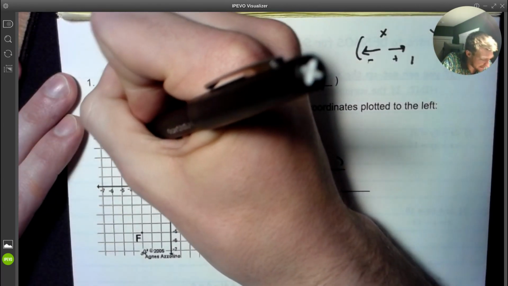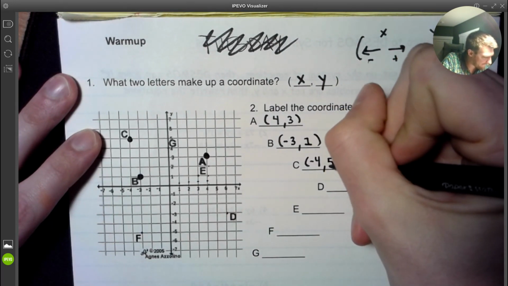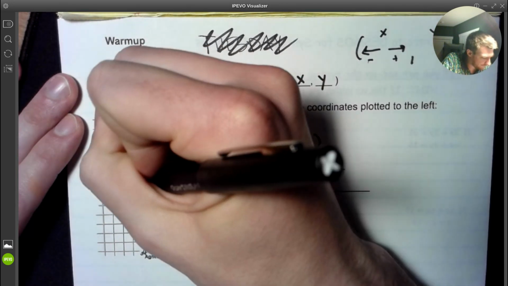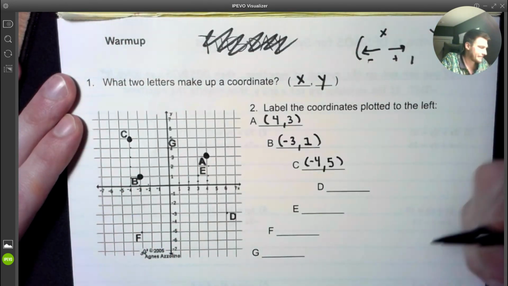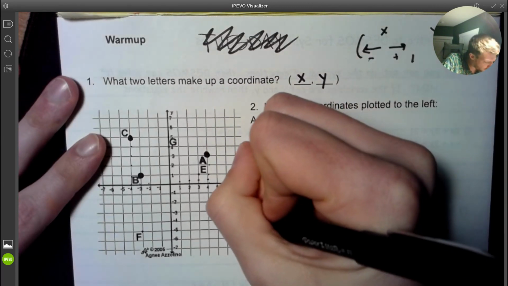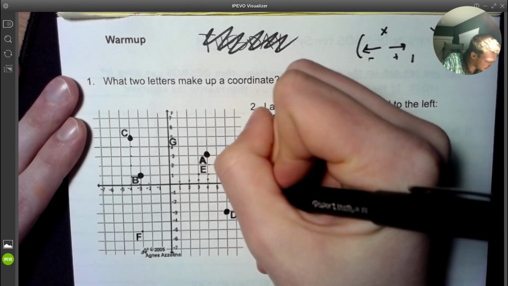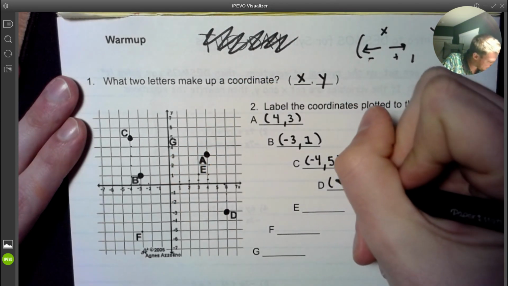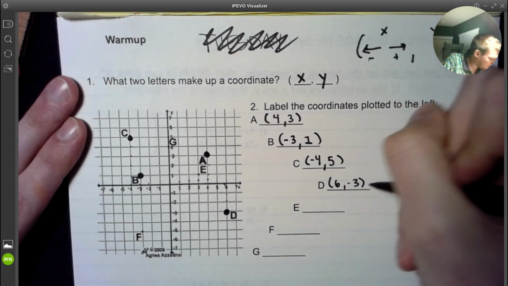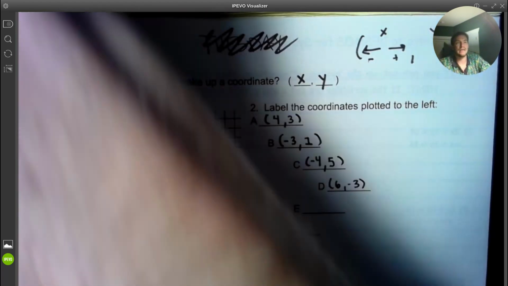Letter C, negative 4, positive 5. 1, 2, 3, 4. 1, 2, 3, 4, 5. And then we have D all the way over here. 1, 2, 3, 4, 5, 6. 1, 2, 3. I want to pause and give you guys, let's say, 30 seconds to try to do these last 3 points. Give you a little bit of time, try to knock this out.